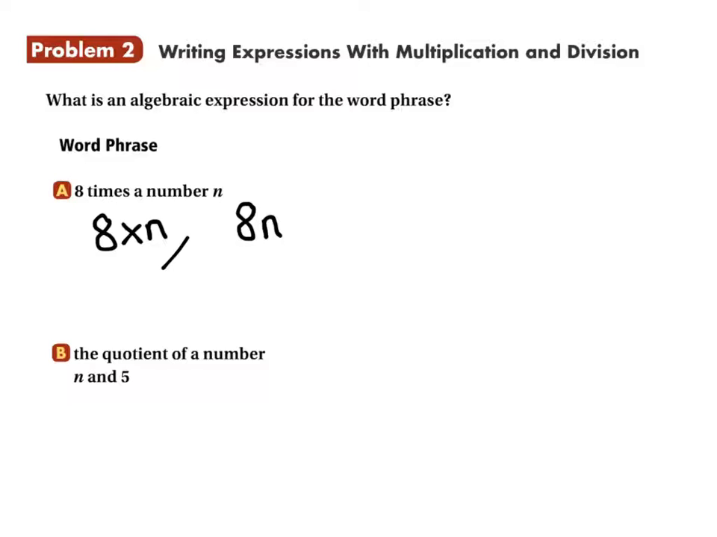Let's come to B. The quotient of a number n and 5. Quotient, what is the operation symbol for quotient? Division. So the quotient of a number n and 5 can be written as n divided by 5, or it can also be written as n over 5.